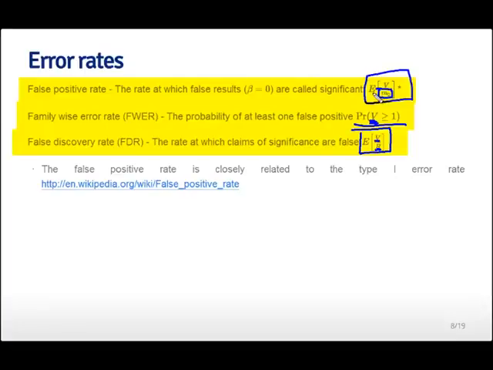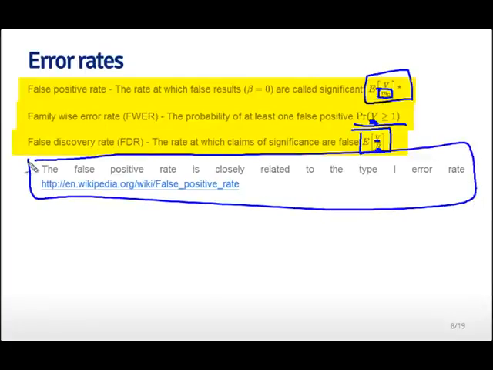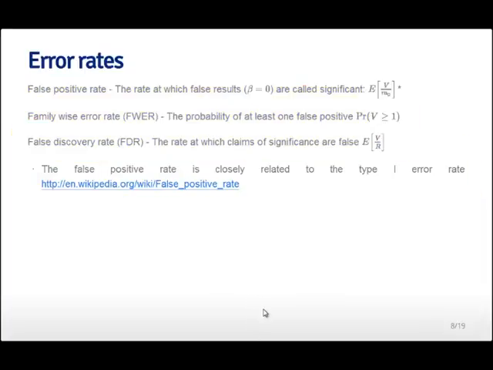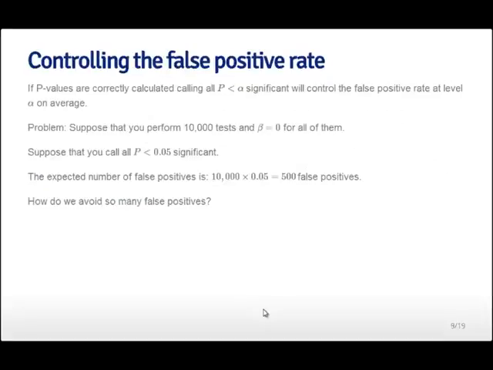So the false positive rate is closely related to the type 1 error rate, and it's actually kind of a subtle distinction. If you want to learn a little bit more about that, I've linked to the Wikipedia page here. So the next part of multiple testing is, now that we've defined the different error measures, how do we actually define a procedure that can be used to control that error measure?